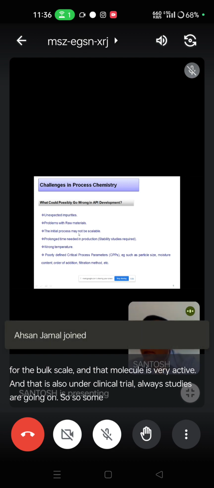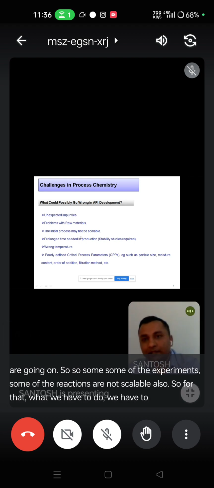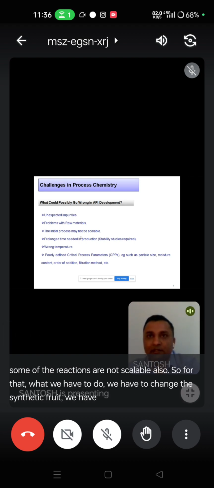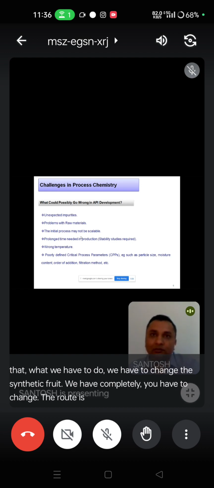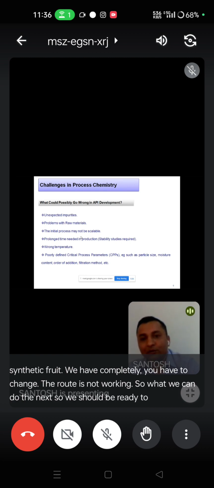Some of the reactions are not scalable. So for that, we have to change the synthetic route. We have to change the route. This route is not working, so what can we do next? We should be ready to make another route also.